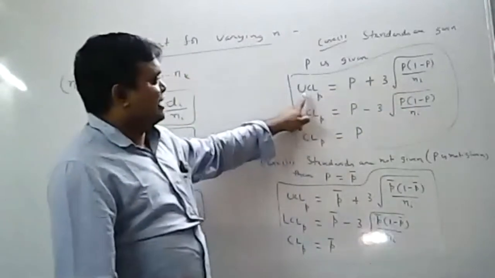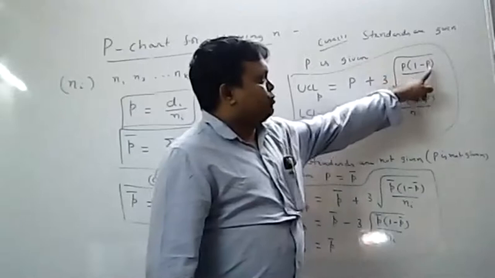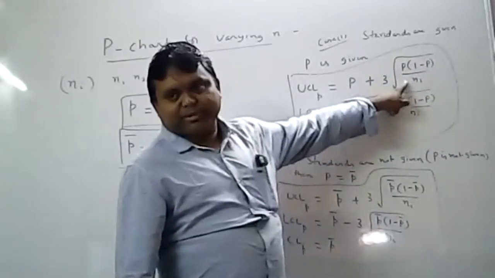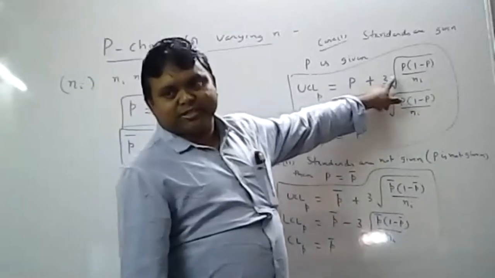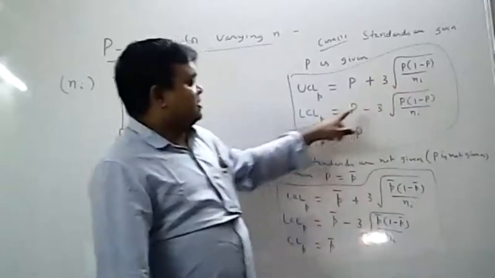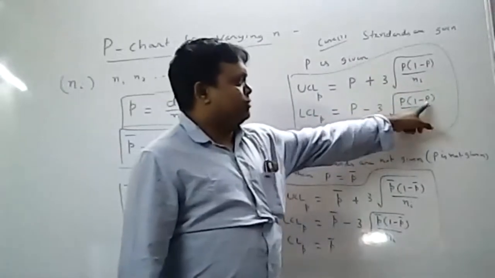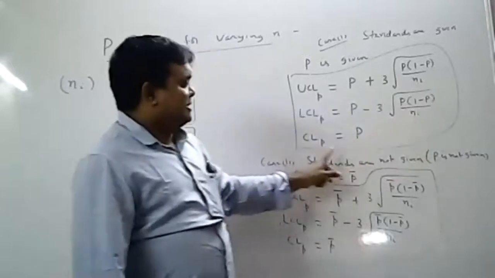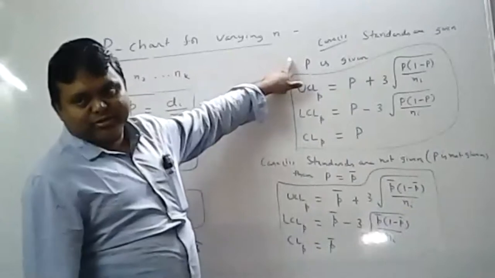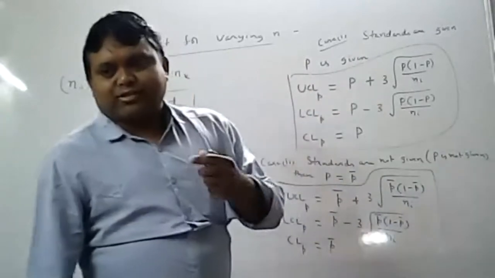The formulas are the same. UCL p equals capital P plus 3 into root over capital P into 1 minus P by ni. ni means the sizes will be different now, not fixed. In previous problems, only the n value was fixed, 2000, 2250 like that. Now n values will vary. LCL p equals P minus 3 into root over P into 1 minus P by ni, and CL p equals P. If capital P is given directly to you, then you can directly use these formulas. But for problems, case 2 is important.